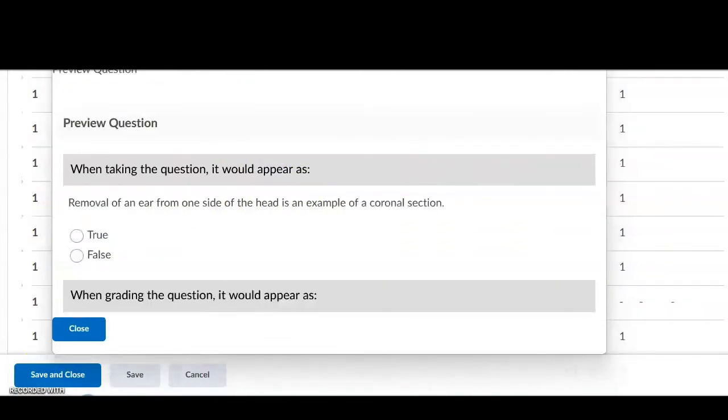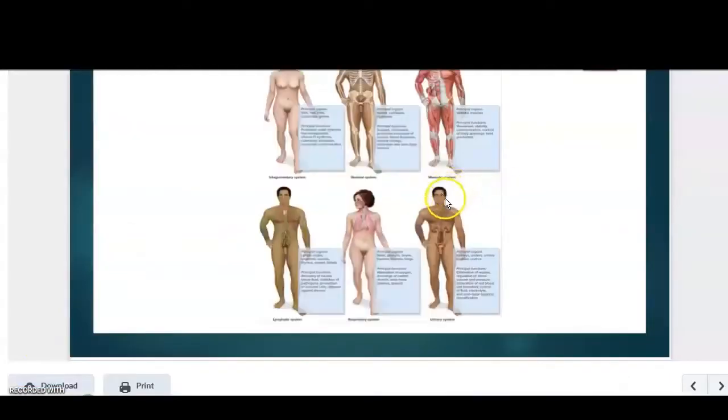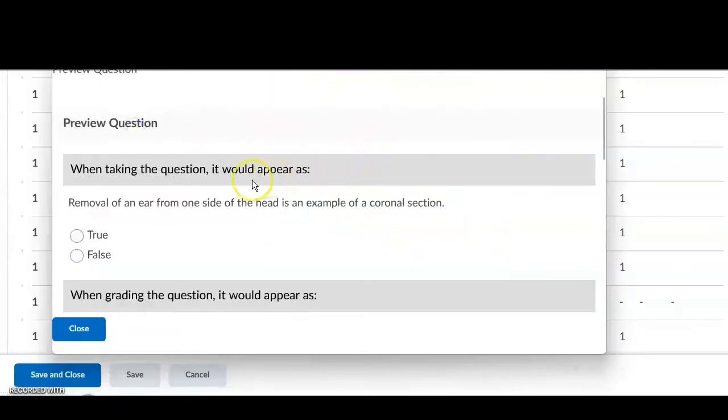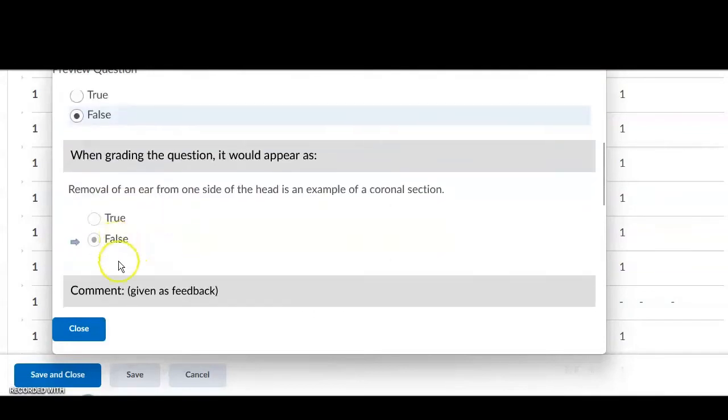Okay, next question. Removal of an ear from one side of the head is an example of a coronal section. So let's stop for 5 seconds. Okay, so hopefully you got your answer. Let's take a look at this. We have the figure right here, and the ears are right here. If we want to cut the ear, then we will have to cut it like this. And this is a sagittal plane, right? That will separate the ear from the body. If we go back to the question, removal of an ear is not achieved with a coronal section. So therefore, this should be false. That's what we got right there.